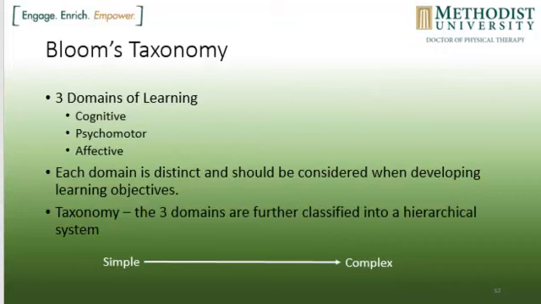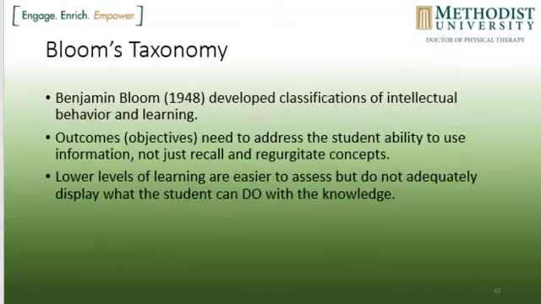All right, we're now going to talk about Bloom's taxonomy. So, Bloom designed, I'm going to go back a slide, I apologize. Bloom designed a taxonomy of classifying intellectual behavior and learning. There are three major domains within this taxonomy: the cognitive, psychomotor, and affective. We're going to go through all of those. But within each domain, there's different levels. And so we will talk about lower level learning and higher level learning.